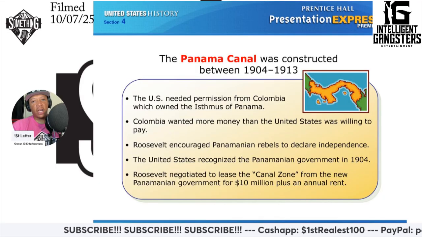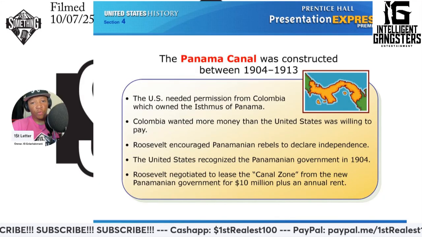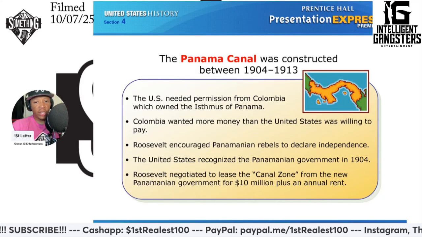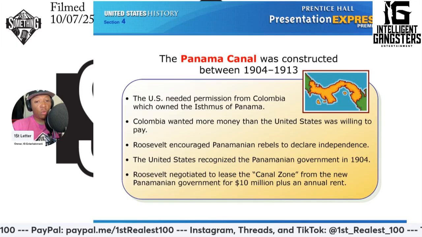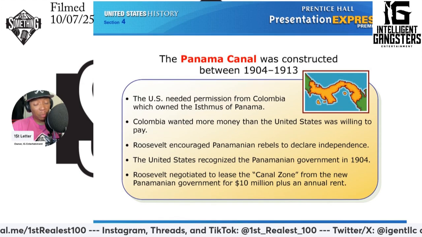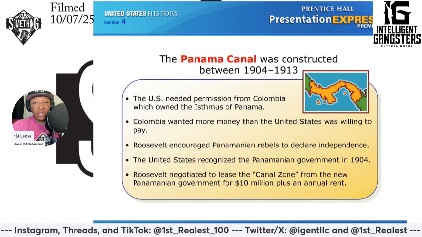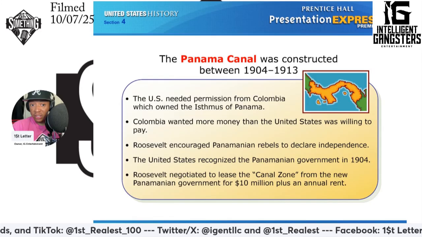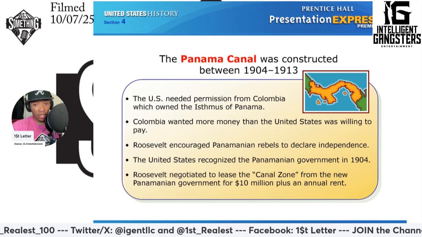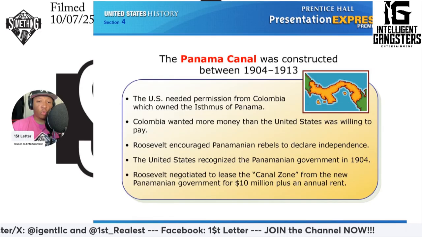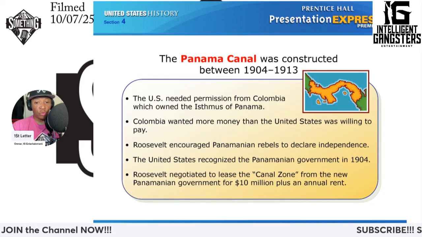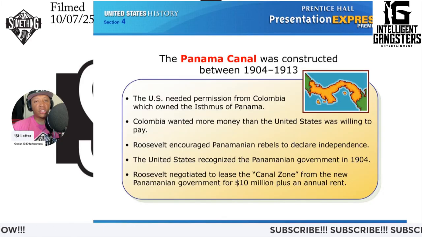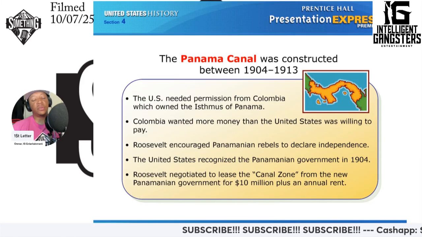It says the Panama Canal was constructed between 1904 and 1913. The U.S. needed permission from Colombia, which owned the Isthmus of Panama. Colombia wanted more money than the United States was willing to pay. Roosevelt encouraged Panamanian rebels to declare independence. The United States recognized the Panamanian government in 1904. Roosevelt negotiated to lease the canal zone from the new Panamanian government for $10 million plus an annual rent. Okay. This was some gangster shit.